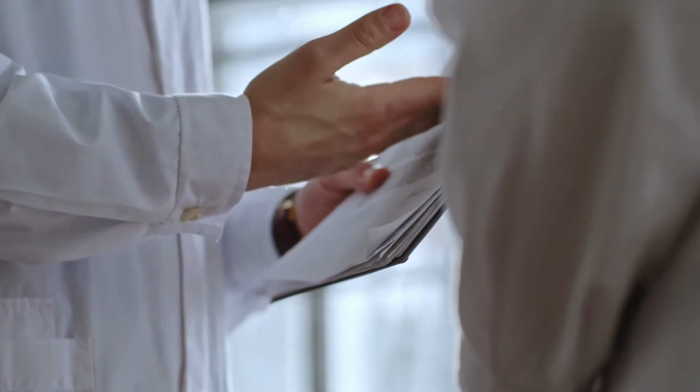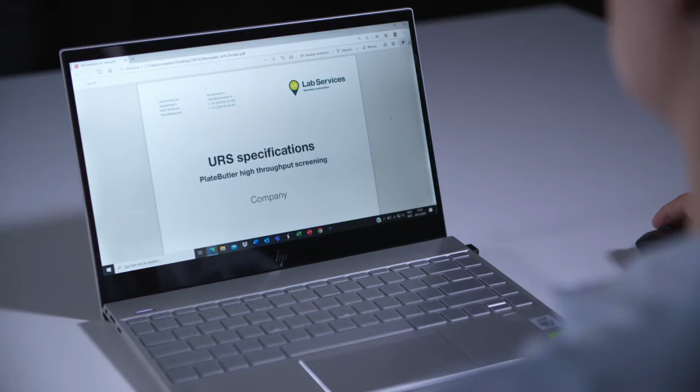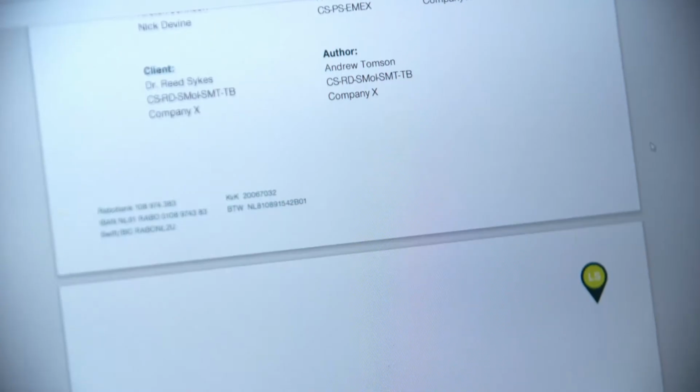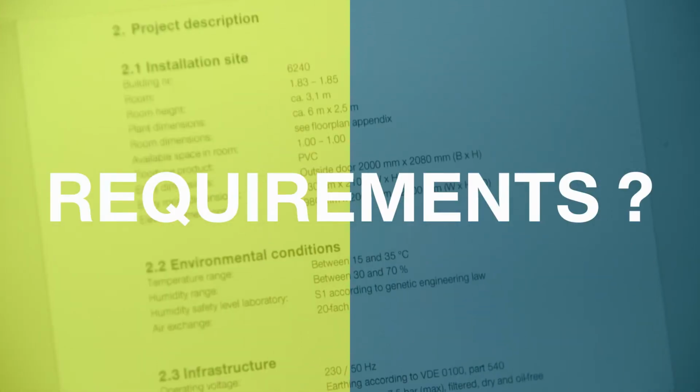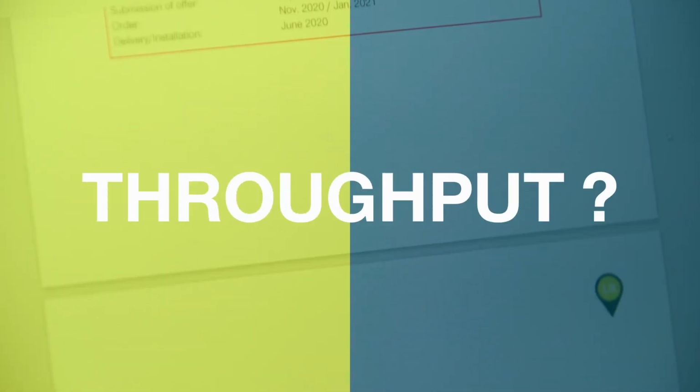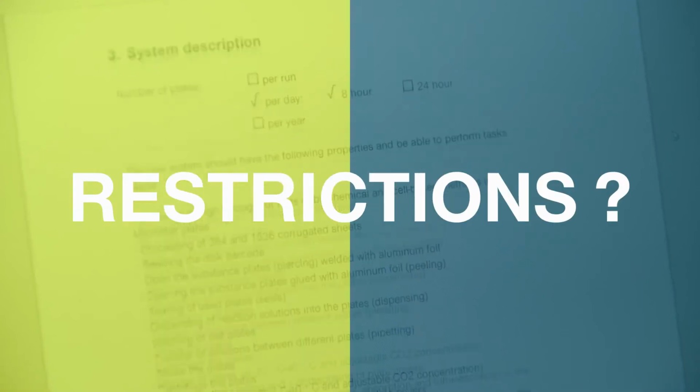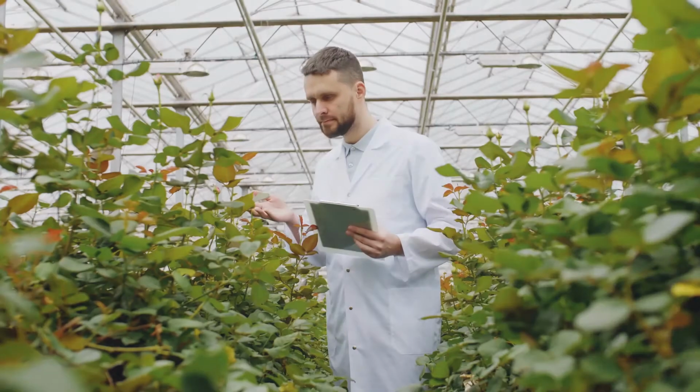The client's application gives us an initial impression of their wishes. The client's User Requirement Specification, or URS, is used to specify their other needs. What requirements does the system have to meet? What should the throughput rate be? What restrictions does the system have, etc.